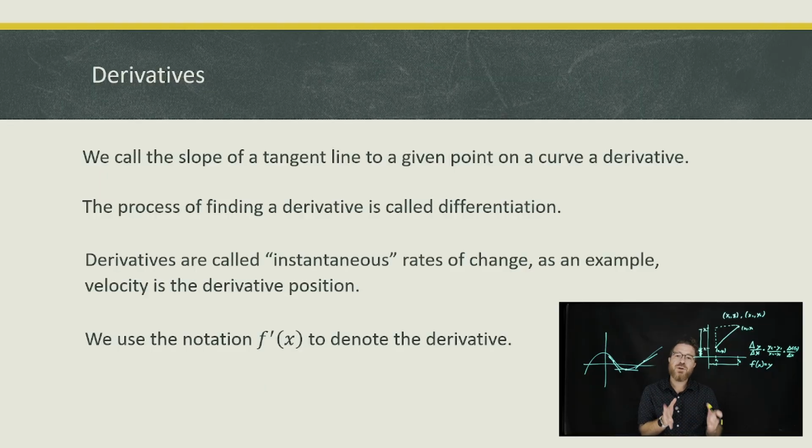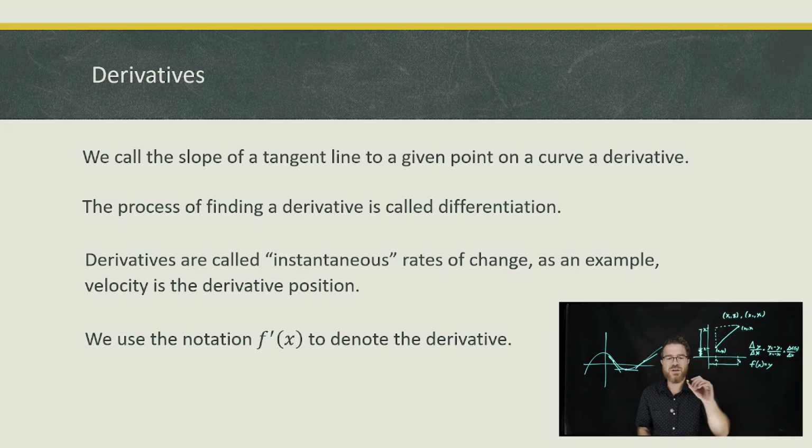Now to do this, we're going to be looking at how we find derivatives. We call the slope of a tangent line at a given point on a curve its derivative. And the process of finding a derivative is called differentiation. Derivatives are called instantaneous rates of change. As an example, velocity is the derivative of position, and acceleration is the derivative of velocity. So if we took the derivative, it would tell us the amount of change of that particular variable. So velocity is the rate of change of position, and acceleration is the rate of change of velocity.